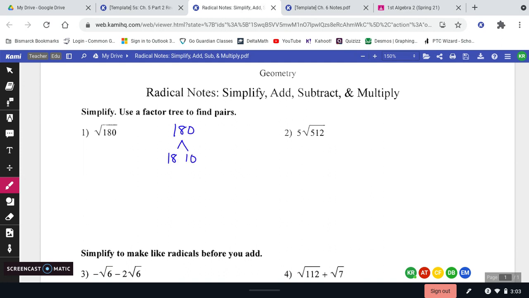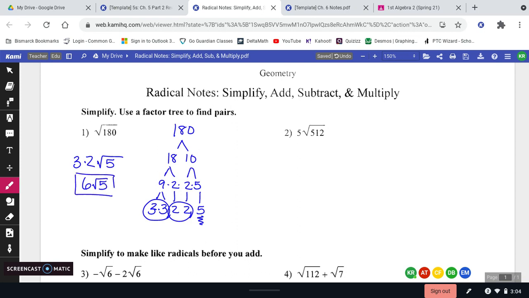So 18 times 10, and then just keep breaking that down to your prime factors. 9 will go 3 and 3, and then I'm going to bring down these other prime factors. Okay, you are looking for pairs that match. So there's a pair of 3s that can come out, a pair of 2s that can come out, and then root 5 is left over. So this is 6 root 5.